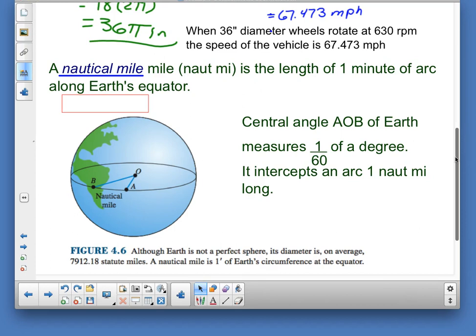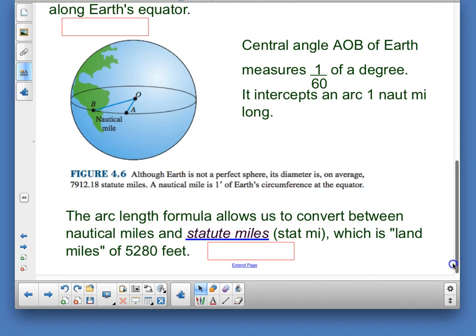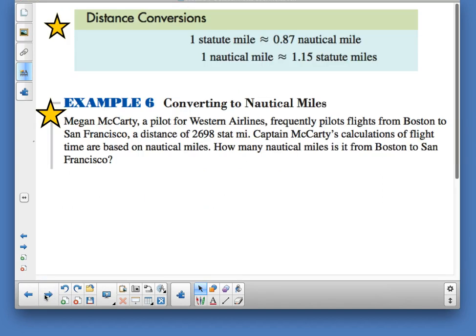Okay, now, when we're looking at this, keep in mind the arc length formula allows us to convert between nautical miles and statute miles, which is land miles, 5,280 feet. Probably would have been a good thing for people to remember at the previous one, the 5,280 feet in a mile. But I kind of talked about that a few times. The conversion factor, I'm not going to make you derive it. Okay, we're just going to use it.